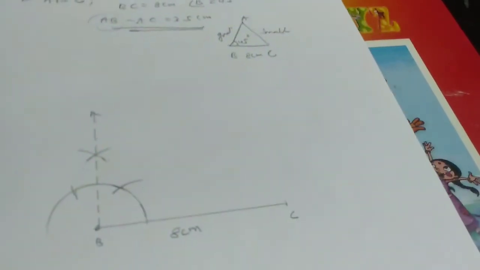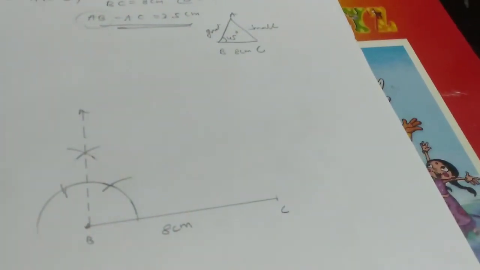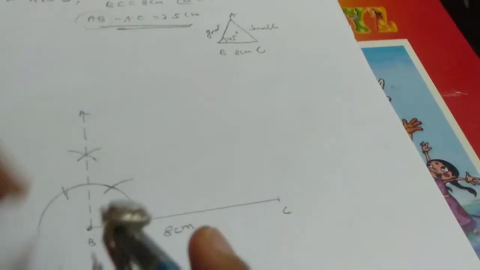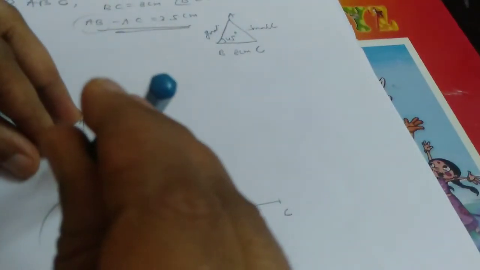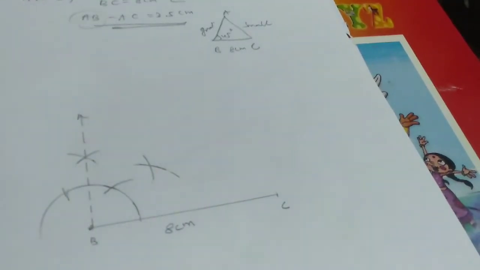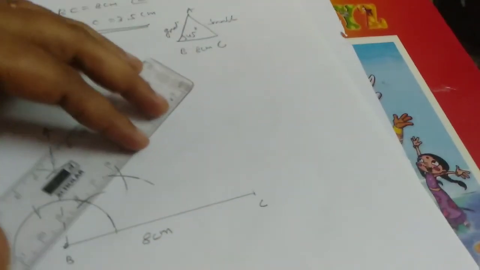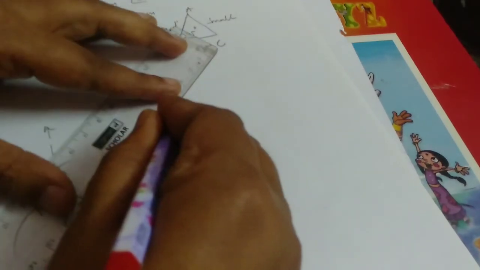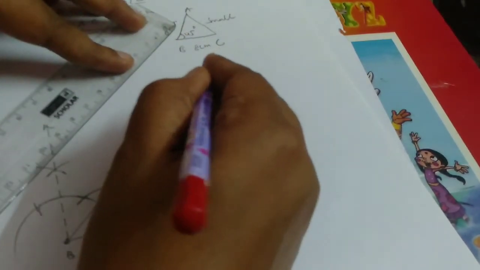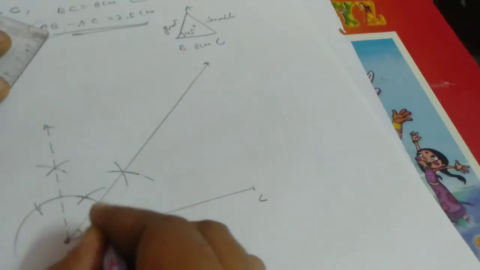Next, the bisector of 90 degrees is 45 degrees. So how to bisect? We should measure. Here it is intersecting, from this point to this point we should measure, and we are going to cut the arc. Then cut the arc here. Now join B to this intersecting point. Okay, this is now 45 degrees.